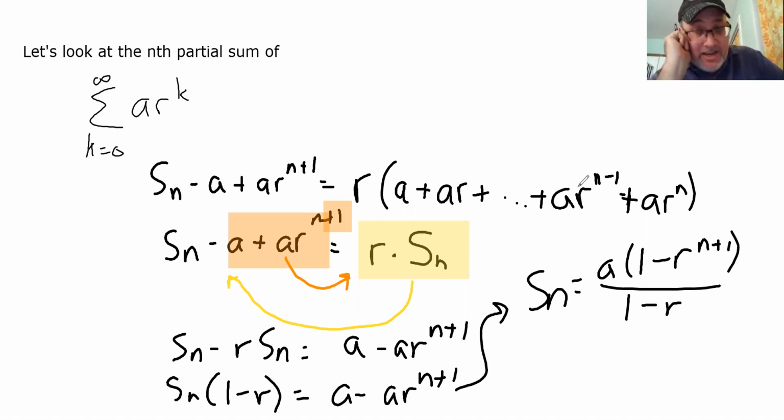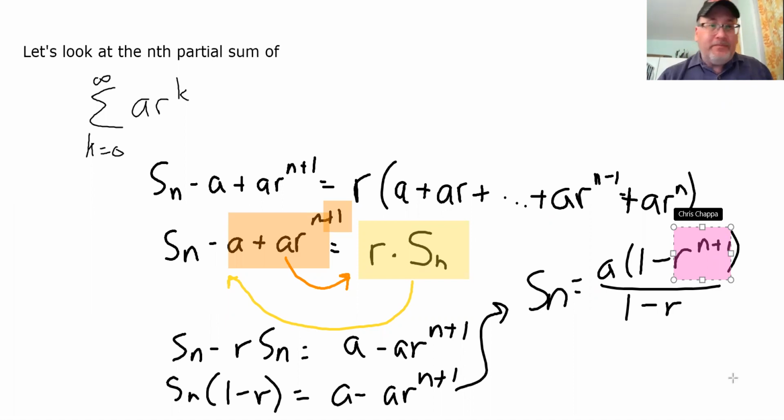All right, so since that's the nth partial sum, we can determine whether or not the series converges by taking the limit of that as n approaches infinity. Notice in the nth partial sum that the n is only in one place, right here, and more specifically, it's an exponent on this r. So whether or not the series will converge is 100% dependent on what that r to the n plus 1 will do as n goes to infinity.